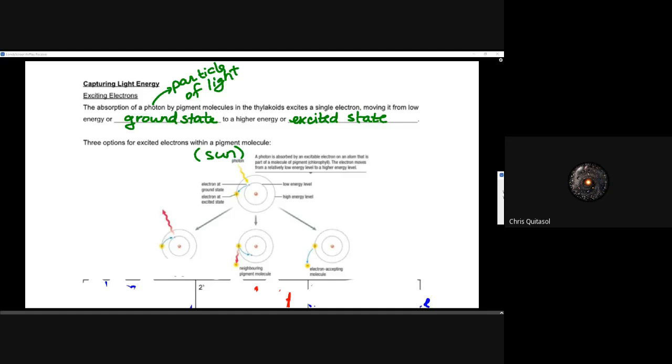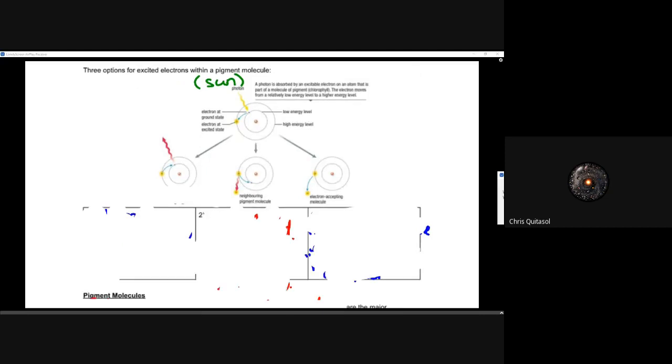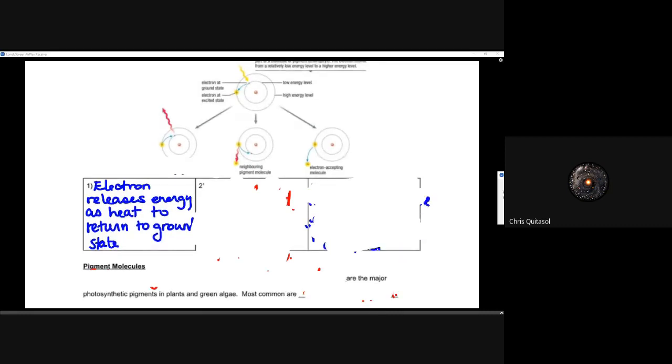So now let's see what happens in photosynthesis. Once that electron is in that high energy or high excited state, there's going to be three options for it within a pigment molecule. So the first option is that that electron is going to release energy as heat and it will return to that ground state. That heat energy, for all intents and purposes, is pretty useless. However, it is still important to maintain temperature of plants and other organisms that go through photosynthesis. So that's the first option. It releases that heat energy as it goes back to the ground state.